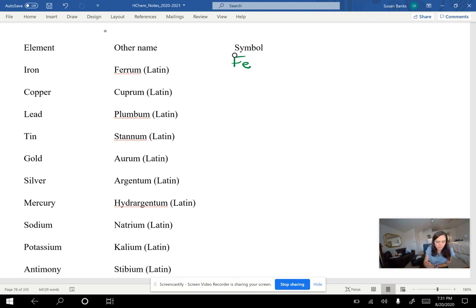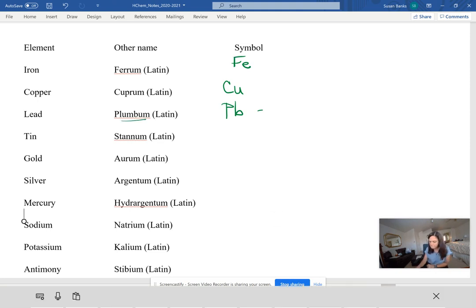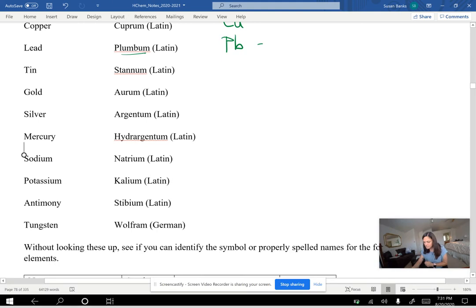Okay. Copper. The Latin for copper is cuprum, so our symbol here is Cu. Okay, lead. The Latin for that is plumbum. So the symbol for that is Pb. That's why we call it plumbing, because it was made out of lead. It was made out of plumbum.